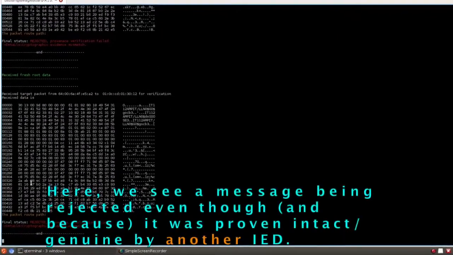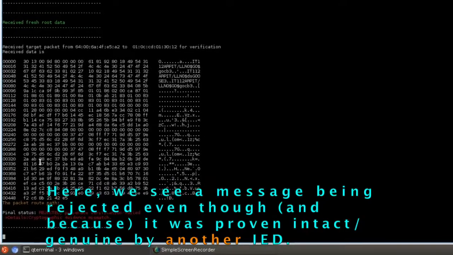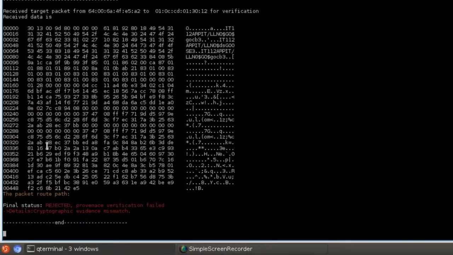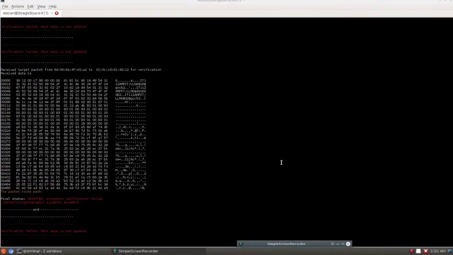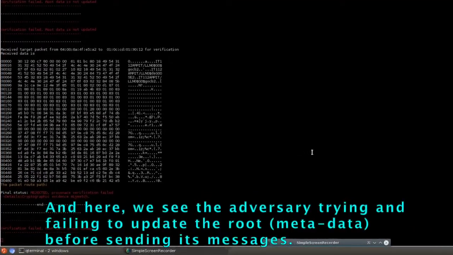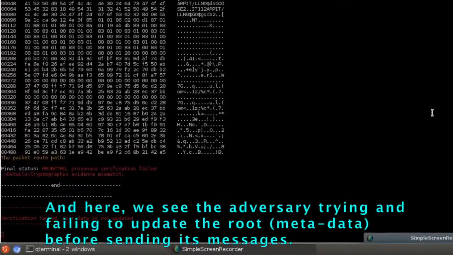Here we see a message being rejected even though it was proven intact and genuine by another IED. And here we see the adversary trying and failing to update the root before sending its messages.